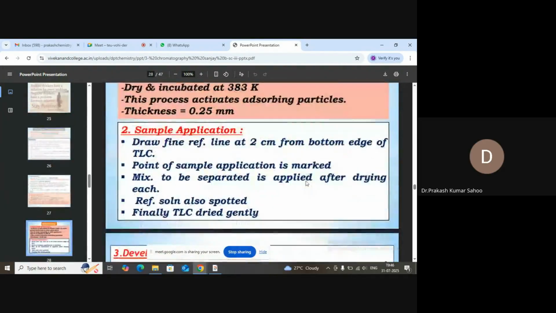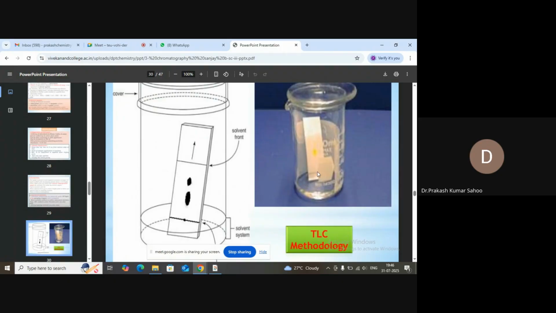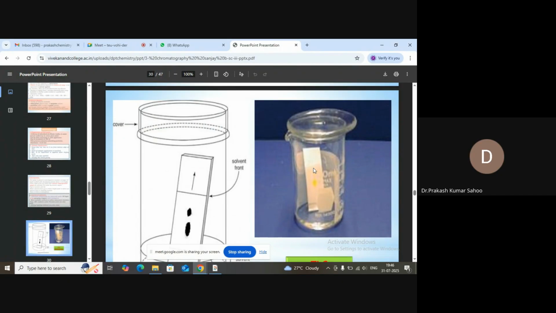This is thin layer chromatography we have. This is the PLC plate, and a slurry of silica gel is uniformly spread, and we have a reference line, a line of origin, here. The sample is put at the center of this line, and it is dried, and then it is placed inside the solvent. Then what happens? The solvent goes up with the different components.